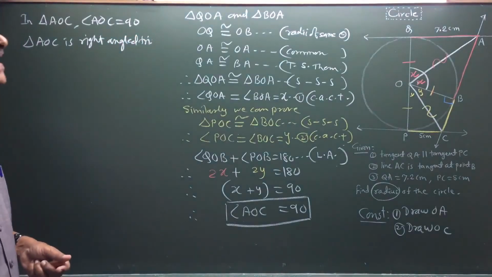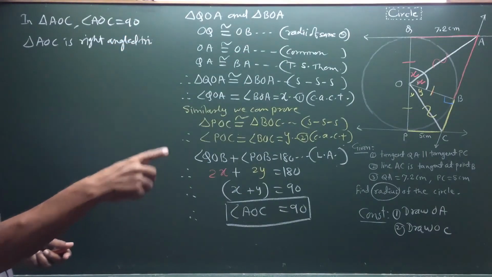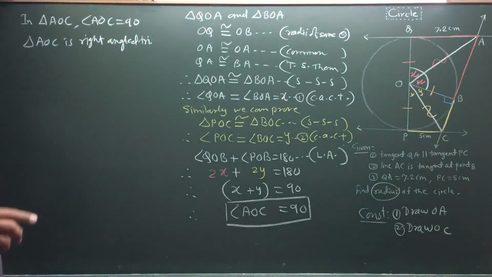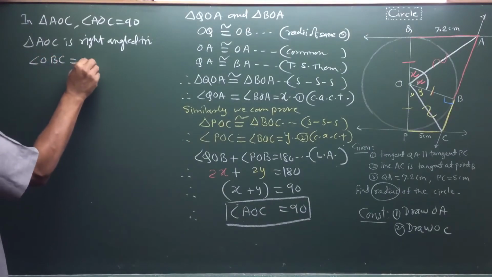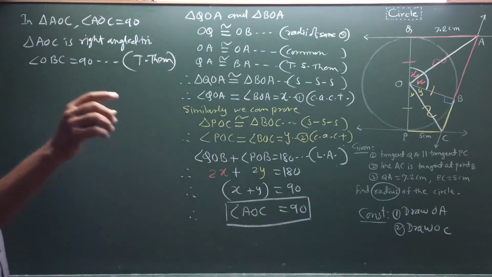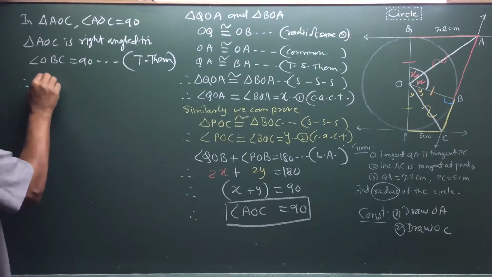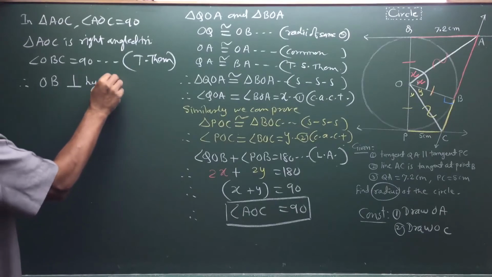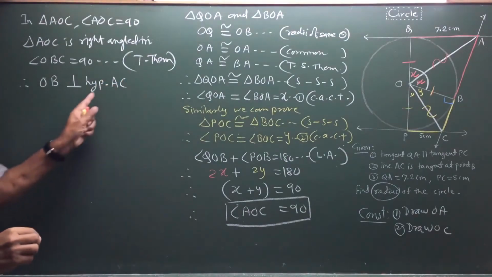And if it is a right angle triangle, AC is the hypotenuse. On that hypotenuse, OB is perpendicular. So what is the reason there? Angle OBC is equal to 90 because of the tangent theorem. So definitely we can draw the conclusion that OB is perpendicular to the hypotenuse AC.